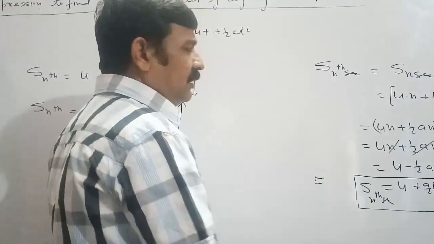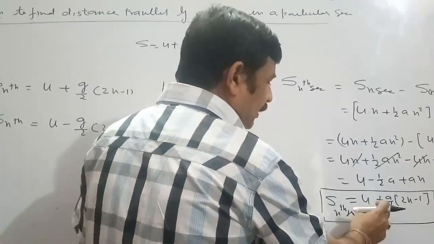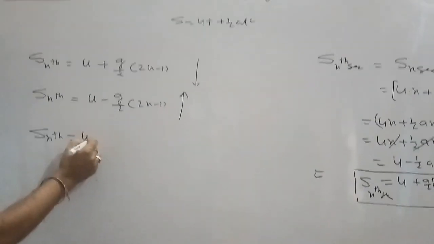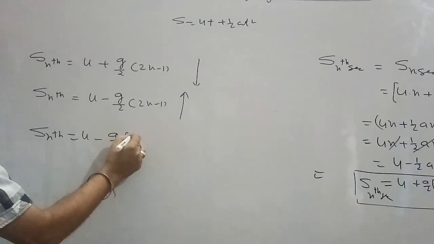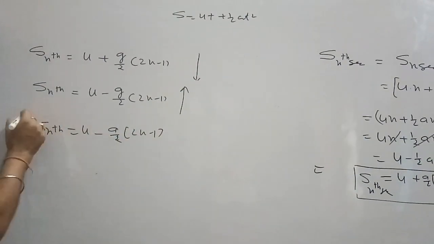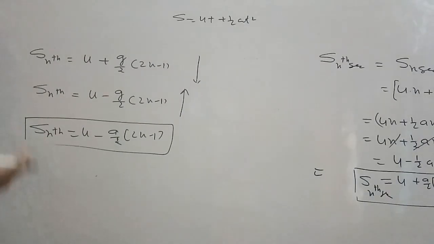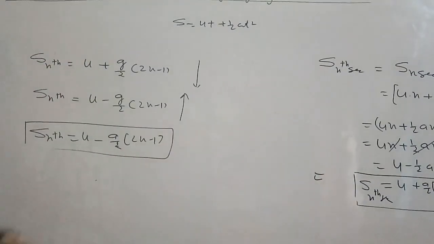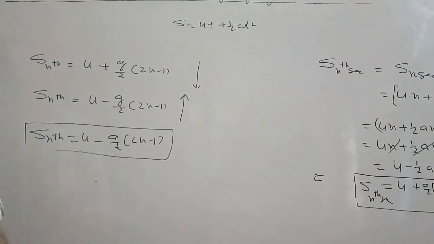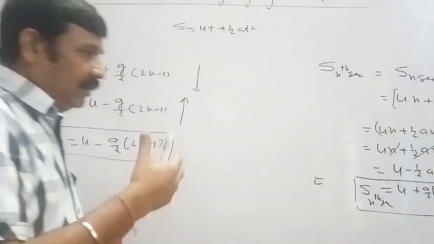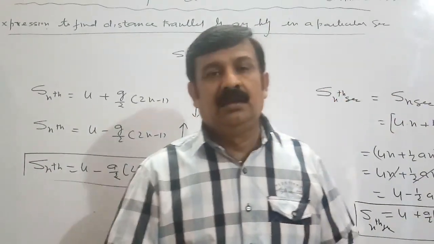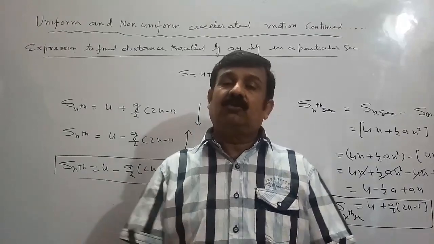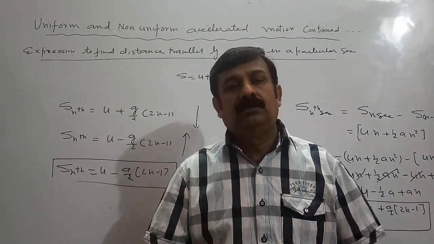Similarly, if in horizontal direction, instead of acceleration, the body is having retardation, then this formula will be u minus a by 2 into 2n minus 1. So according to the situation, we will think whether we have to take a plus a sign, a minus a sign, a plus g sign, or a minus g sign. So dear students, this topic is important. When you go for the numericals, you will see that in so many numericals we have to use these topics. So this is all about today's video lecture.